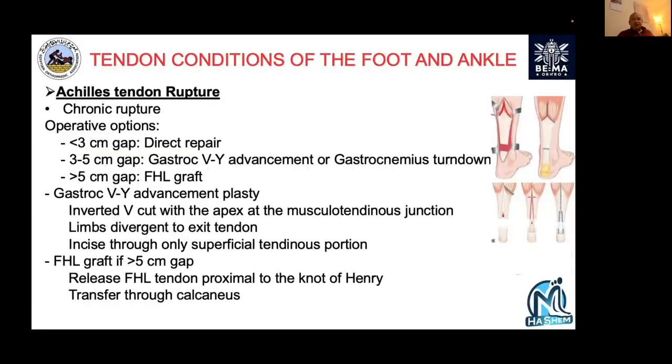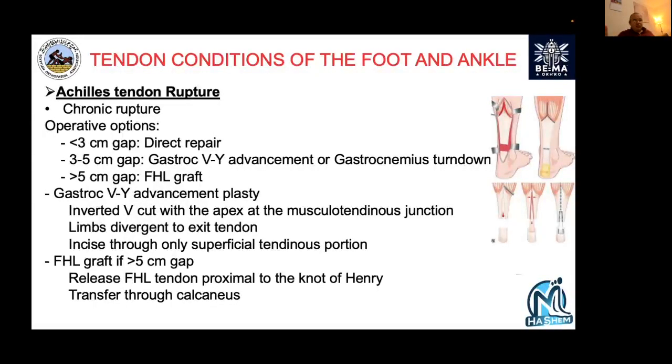If the rupture is chronic, the chance of primary repair becomes very, very low. After you debride the edges of the tendon and refresh the ends, if the gap is less than 3 centimeters, you still have an option to stretch the tendon and directly repair. If the gap is 3 to 5 centimeters, you have the option to do a VY or a turndown flap. If it is more than 5 centimeters, you definitely need to do an FHL transfer.